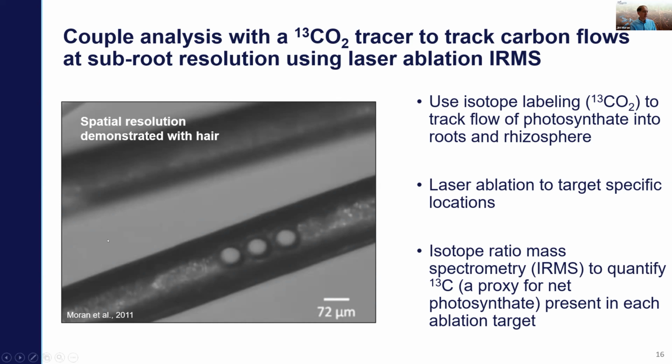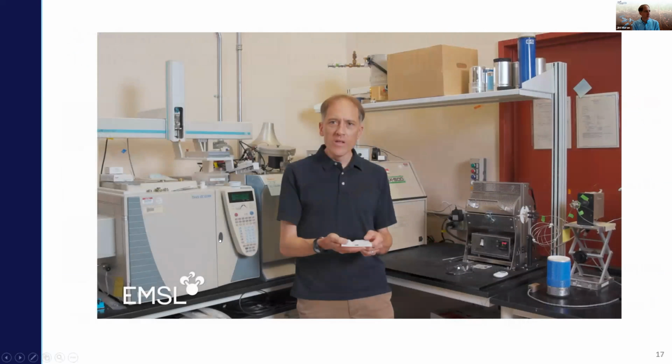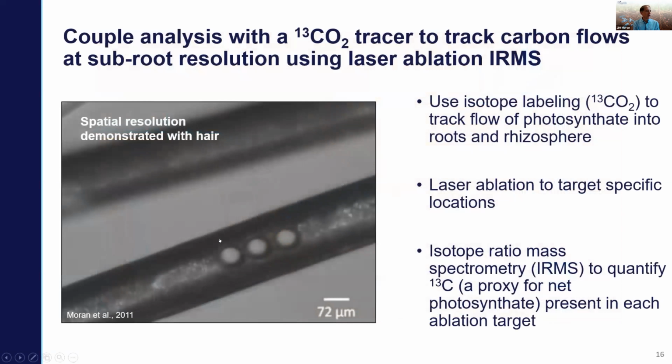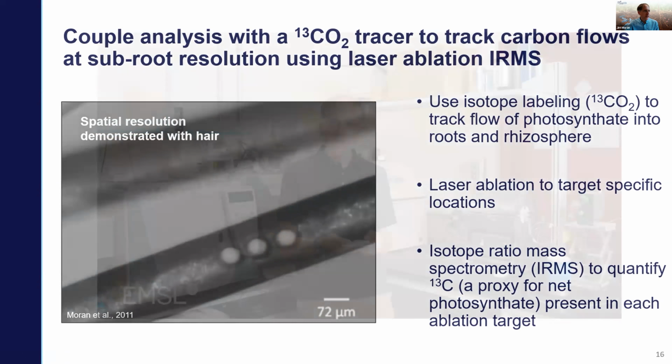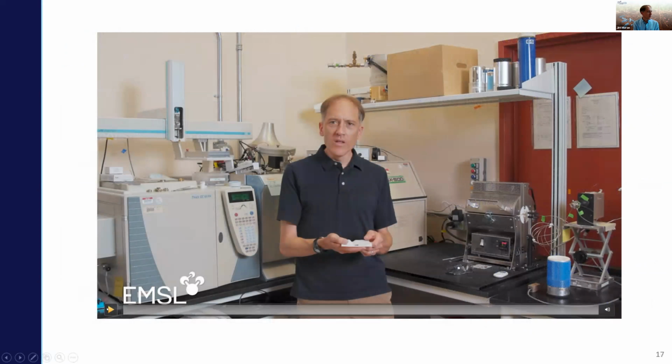Now, what you see here is sort of a bait and switch, I'm sorry, but this is actually a hair. And you can see in the hair, there's three holes clearly drilled in it. The reason I have this here is really to provide some sort of frame of reference for the spatial resolution that we can get with the laser ablation approach. Each of these hairs is about 50 microns in diameter, and we're able to harvest enough carbon from each of those holes to make multiple 13C measurements. So what I'm going to do now is take you into the lab and see if we can get into a little bit more detail about how we make those measurements.